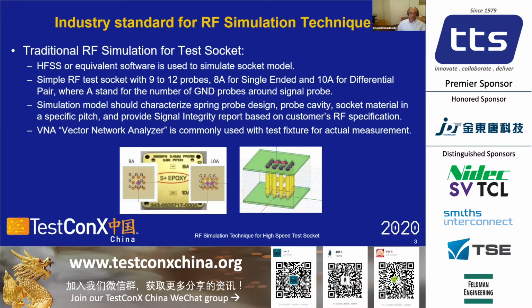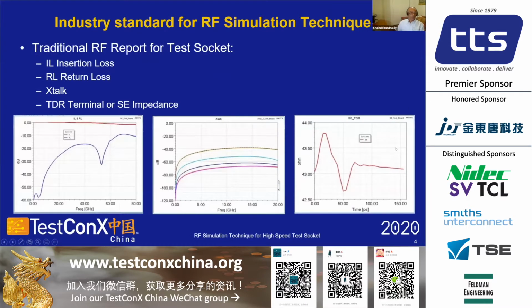First, they will do the simulation, and then they will do the actual measurement on the VNA. Then we try to obtain some correlation to see if the simulation is correct. The next slide shows a very standard report that the socket supplier presents to their customer, usually insertion loss and return loss in dB, some crosstalk, and also a TDR plot to show the impedance of the socket or the probe.